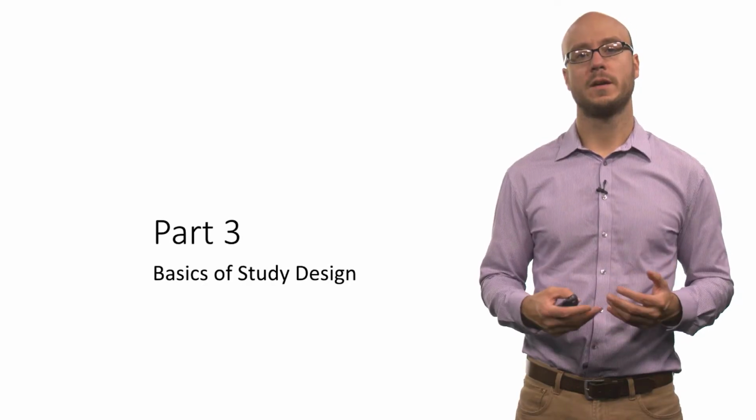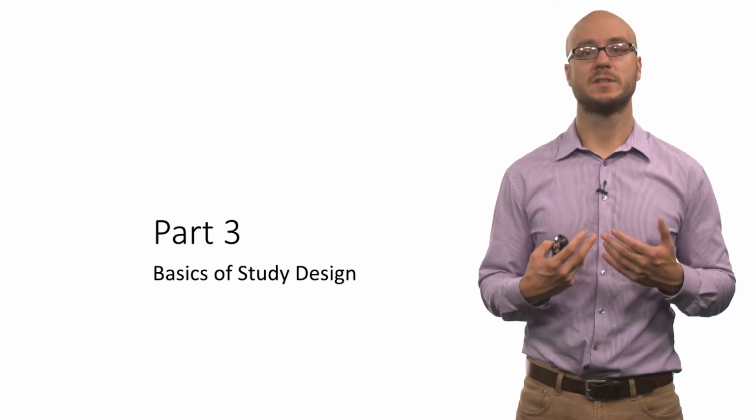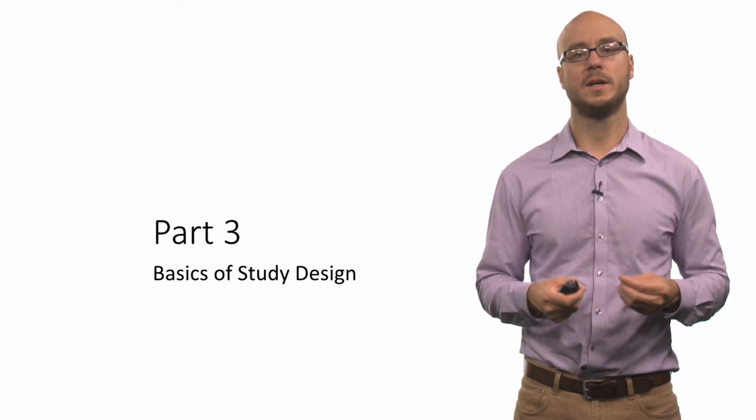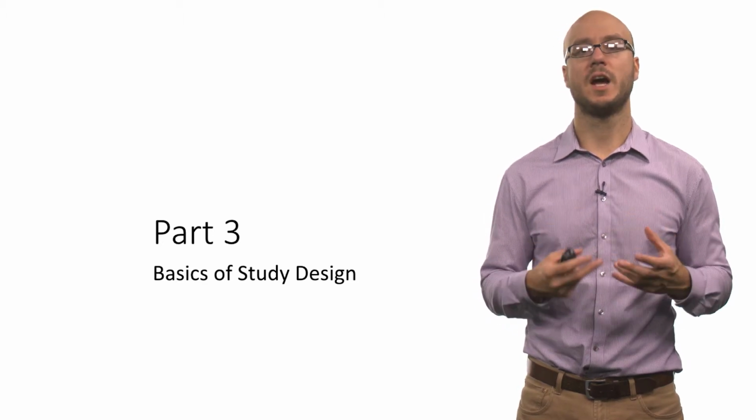For part three in our discussion about data and what statistics is all about, we're going to talk about some of the basics of study or research design. In statistics, you have two main kinds of studies that you often encounter: observational studies and experimental studies. So we're going to talk a little bit about those two major types of research studies.